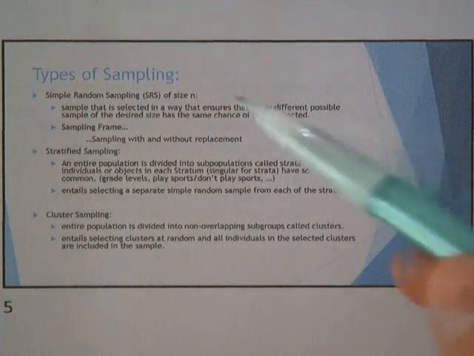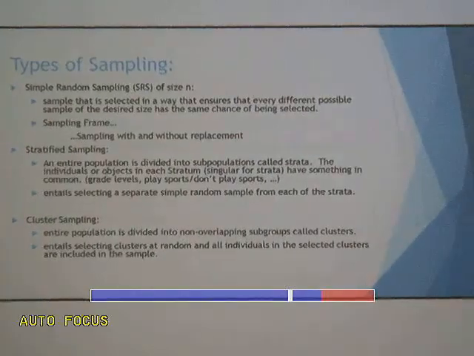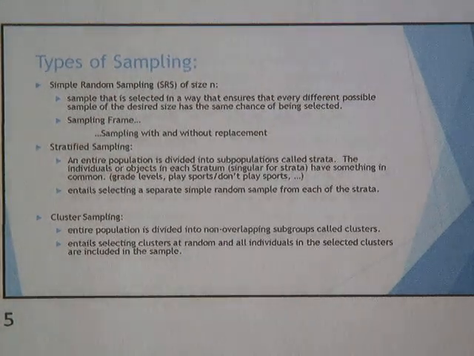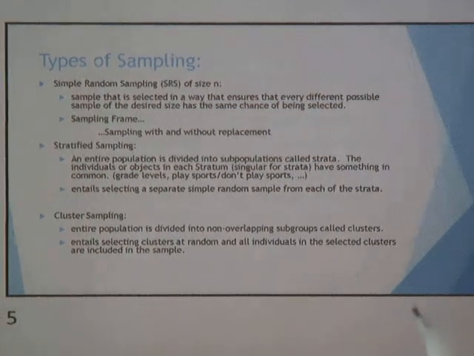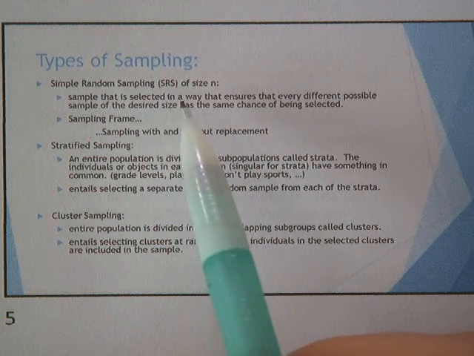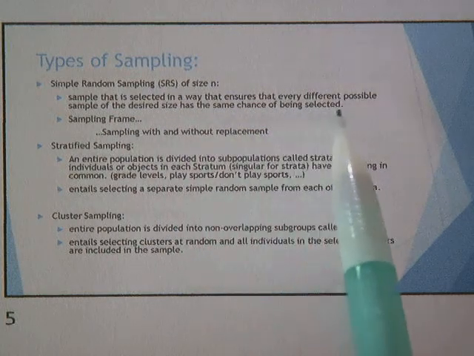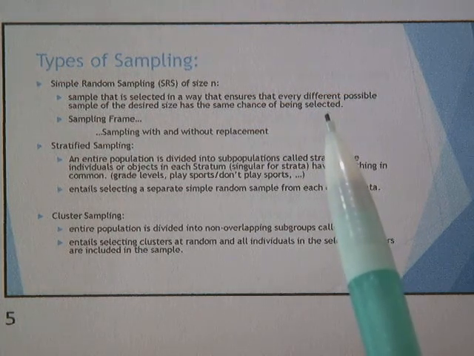All right. So these are some good ones. So a simple random sample, which sometimes you'll notice is shortened as SRS. A simple random sample is the same thing as if somebody took a bunch of people's names. Like if I took all the students at your school and put their name on a slip of paper and put it in a hat and randomly drew out names, that would be a simple random sample. So this is one where the sample that is selected is selected in a way that ensures that every different possible sample of a certain size has the same chance of being selected.